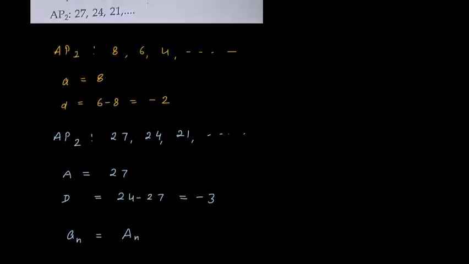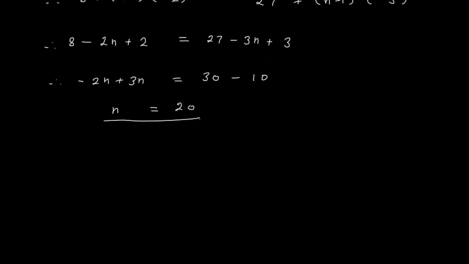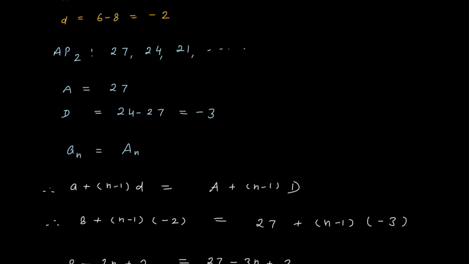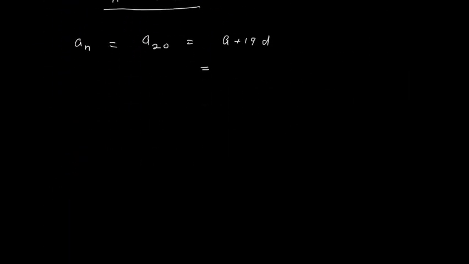Now I have to find the nth term. So small an will be a20, which is a plus 19d. The value of small a is 8 plus 19 into minus 2. So it is 8 minus 38, which is minus 30. Similarly, if I find capital An, it should also be the same.